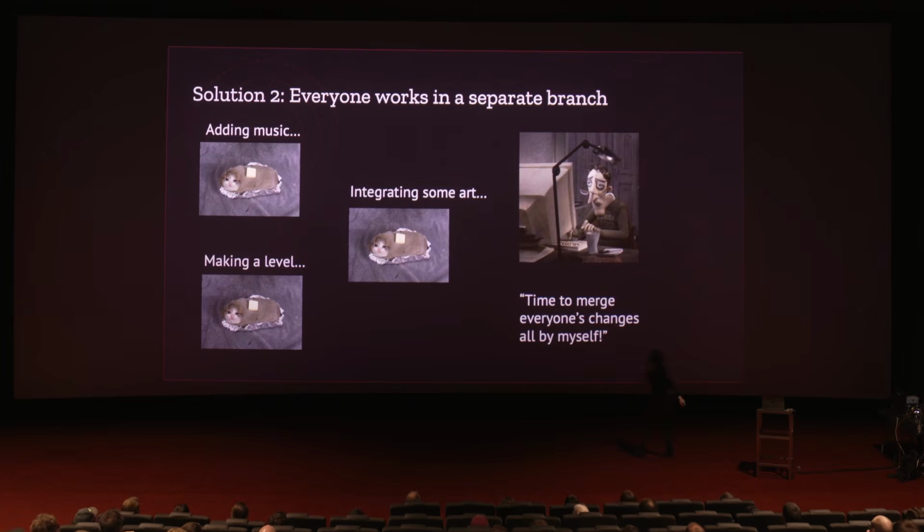So what about another solution where everyone works in a separate branch? They still use Git, but they just make sure to commit their changes on the separate branch. So that way they never encounter merge conflicts. And then all of the merge conflicts are now one person's job to merge all by themselves, which is a full-time job in and of itself.